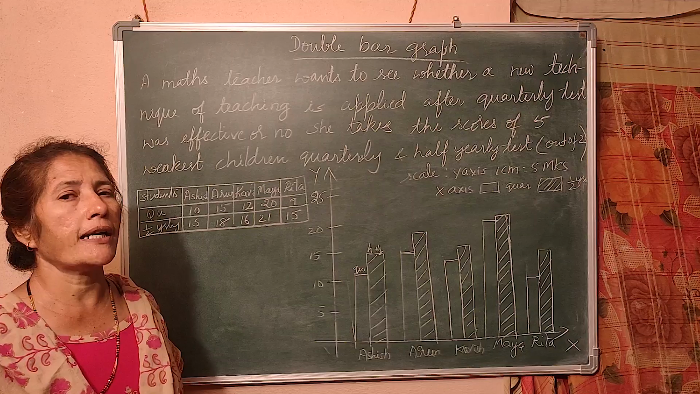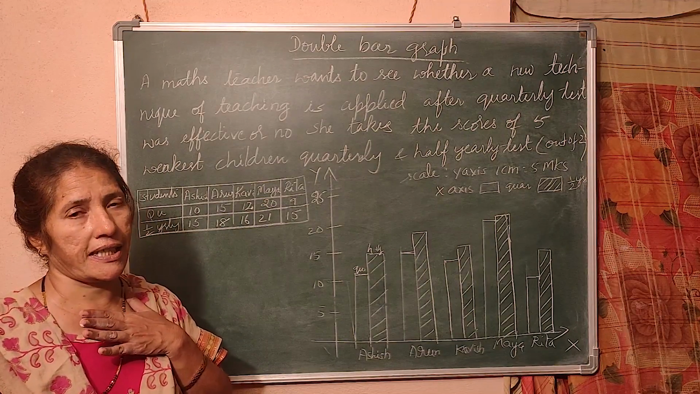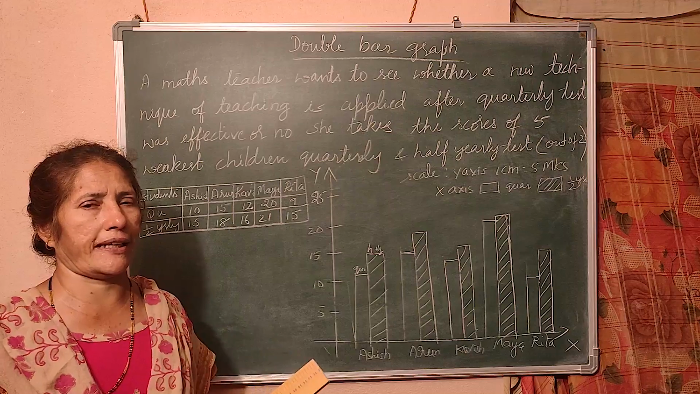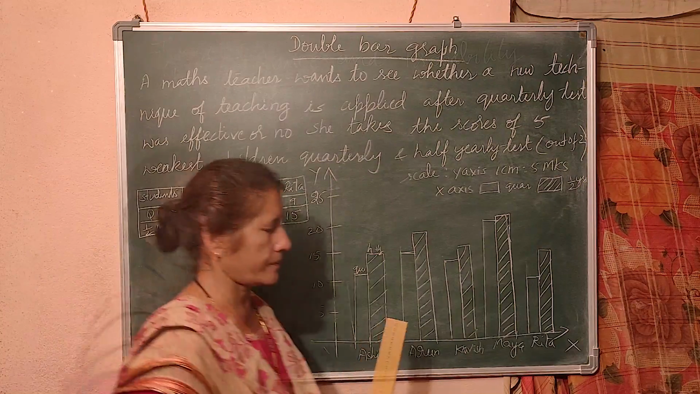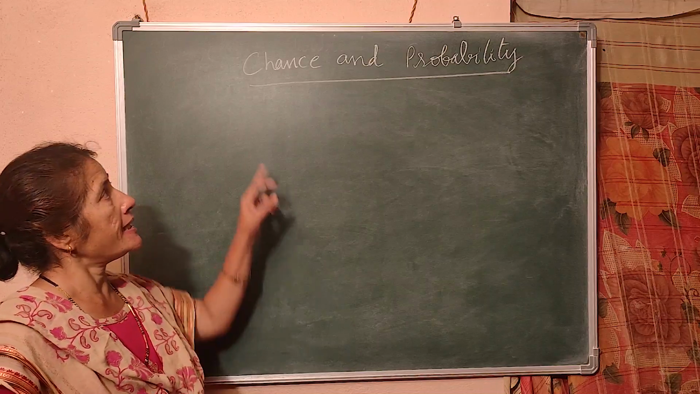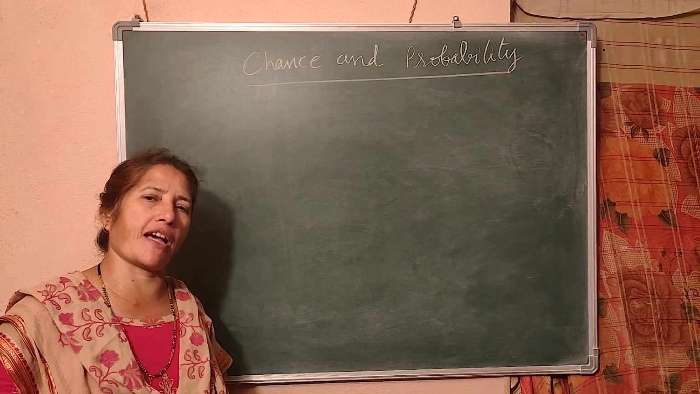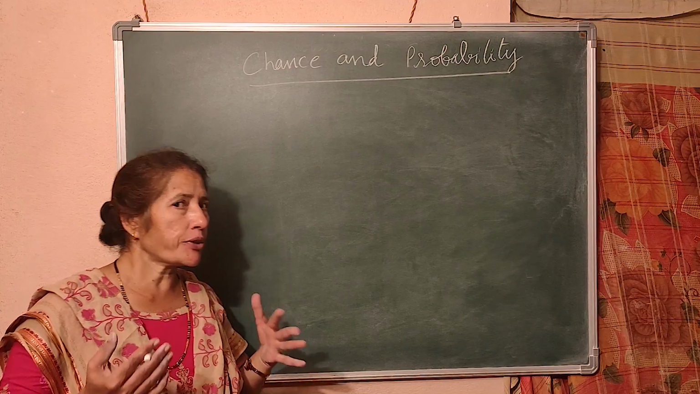It is called, we are not certain, probability. Some chances we are taking. What is that? Let us see. Our next aspect of this lesson is chance and probability. What is the meaning of chance?